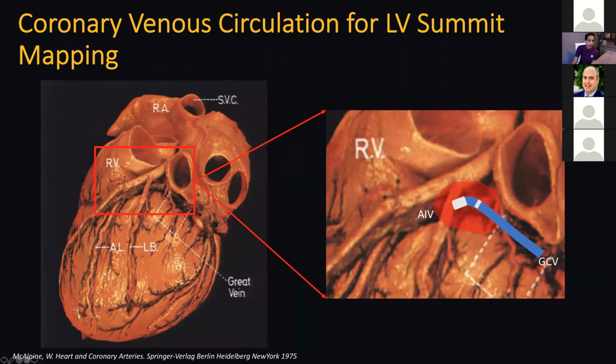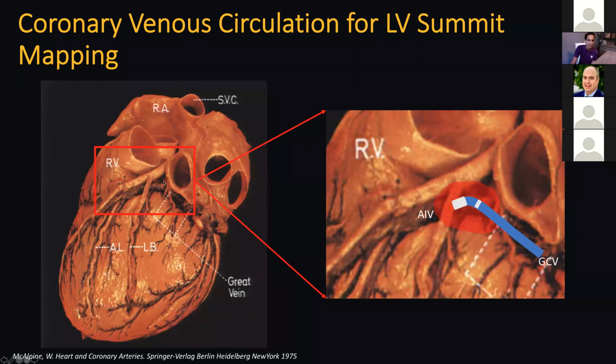One other way to get to the LV summit region, which would be the region right here, the highest point in the LV, the LPOU, it's just more of an AP view, I'd say, is by using the coronary venous circulation. So here's the coronary sinus, turns into the great cardiac vein, and then just runs down the anterior interventricular groove as the AIV. So if you put a catheter in the coronary sinus, you're going to get right up into the LV summit. In fact, the great cardiac vein bifurcates or bisects this region.